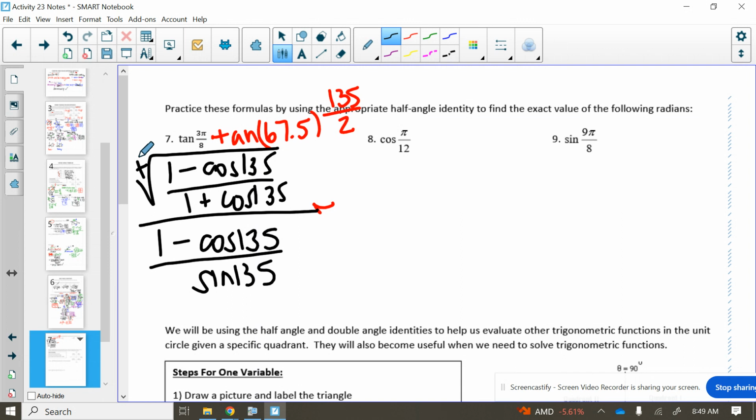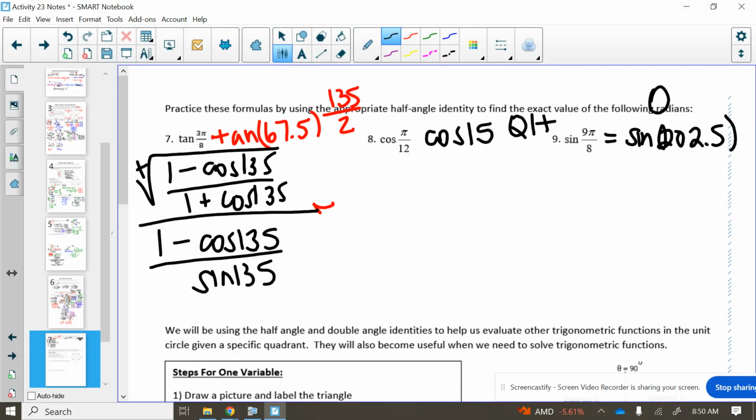If we convert these, we end up with cosine of 15 degrees. Again, this is quadrant 1, so we would have a plus sign out front. 9 pi over 8 is the same as saying 202.5. So reminder, sine at 202.5, that's quadrant 3, you would have a negative out front because it's a quadrant 3 value and sine is negative there.